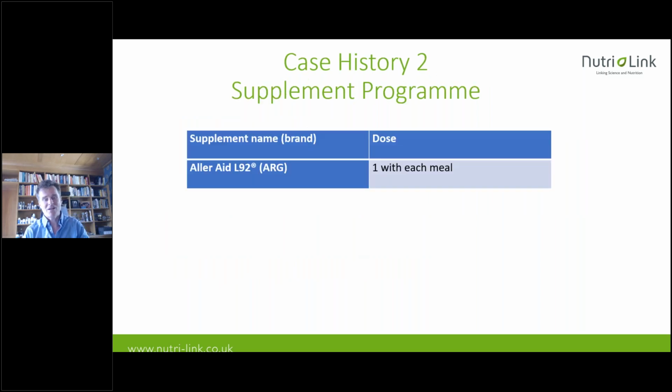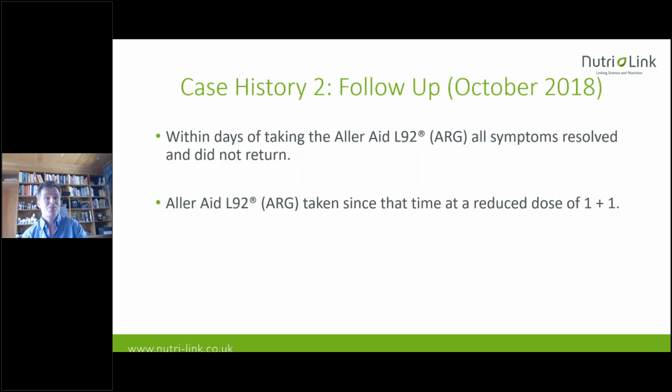I hadn't met him yet at this stage, so I recommended he take this until we meet. It was one with each meal, a bit more than 2 per day, 3 per day, of the luteolin, the L92, boswellia, and vitamin C. And within days of taking it, all his symptoms resolved and didn't return.